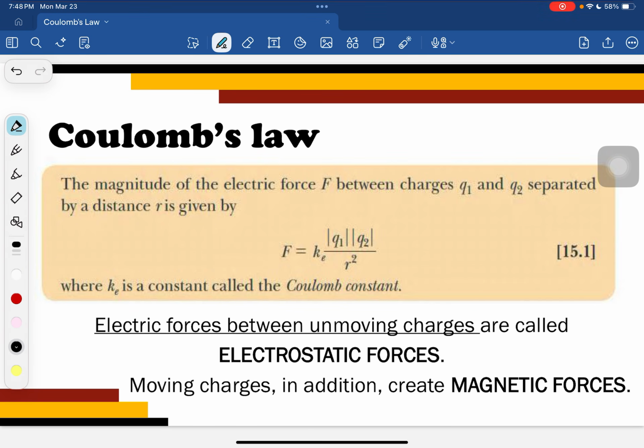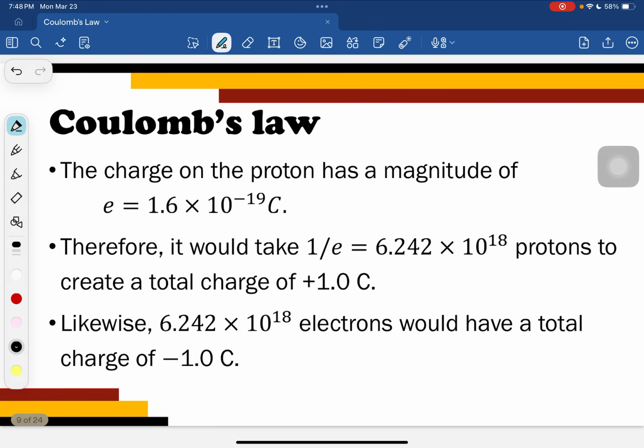Let's just go back to this. I might have missed something. Okay. It says here that electric forces between unmoving objects or charges are called electrostatic forces. For moving charges, we create magnetic forces. So let's go to the other constants or values that we might encounter.